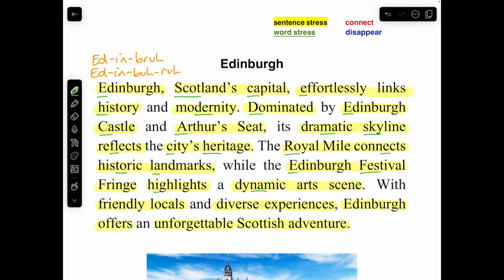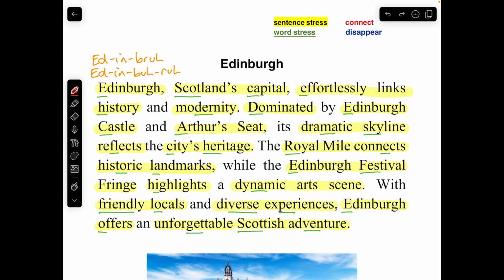With friendly, okay, friendly is a long word, but it's just 2 syllables, friendly, locals, and diverse experiences, Edinburgh offers an unforgettable, okay, gettable, the G-E-T there is the stressed syllable, unforgettable Scottish adventure. So we can see that the stressed syllable varies from word to word. Sometimes it's the first syllable, sometimes the second or third syllable.